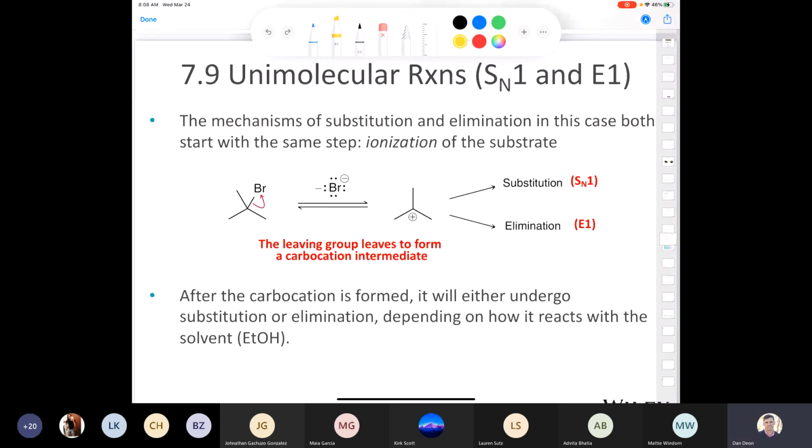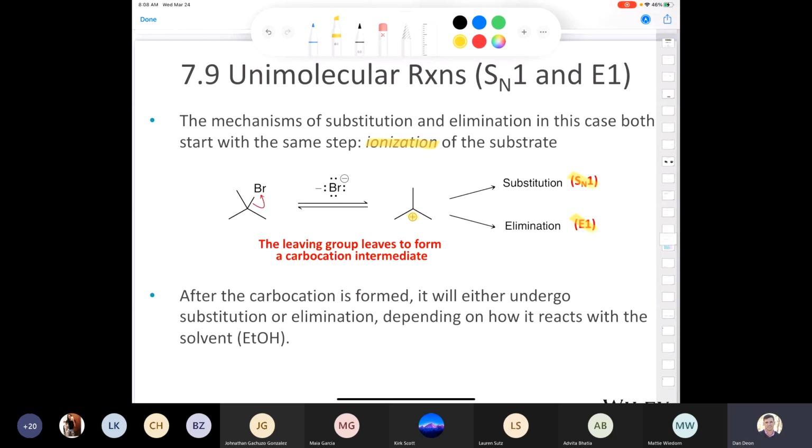The first step for both of these reactions, whether it's a substitution or elimination reaction, is the same. First step is the same no matter what, whether we're doing the SN1 or the E1 reaction. The first step is ionization. Now, the ionization is simply the loss of a leaving group, right? When we lose that bromine, we end up with an ion, right? We end up with a carbocation intermediate.